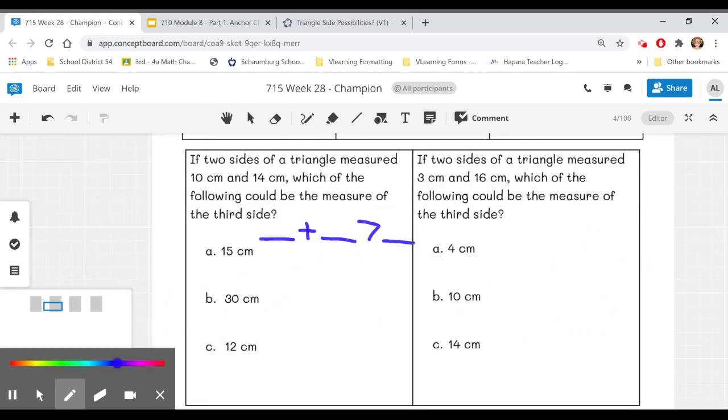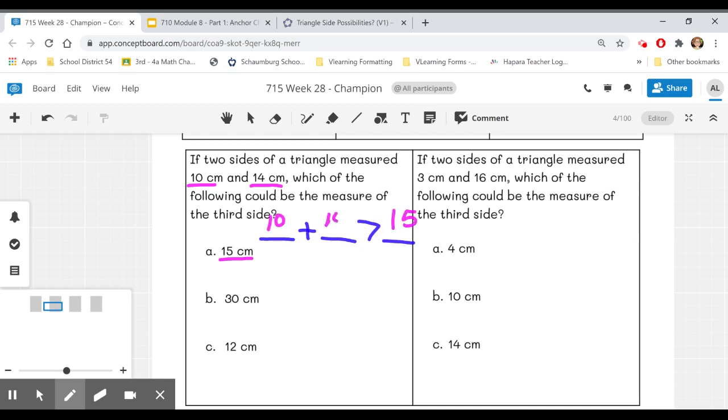These next couple of problems are going to ask you to test what the last side can be. So if two sides of a triangle are measured at 10 and 14, which of the following could be the measure of the third side? So before I identify my smallest and largest sides, I'm going to add in this as an option. Which one's the biggest? 15 is the biggest. So I need to add 10 and 14 together. That does give me a number that is bigger than 15. 24 is bigger than 15.